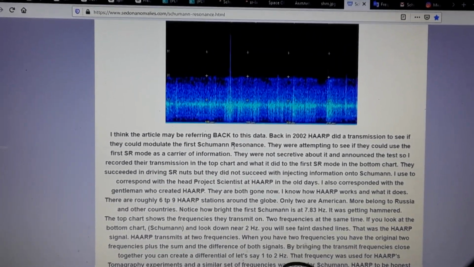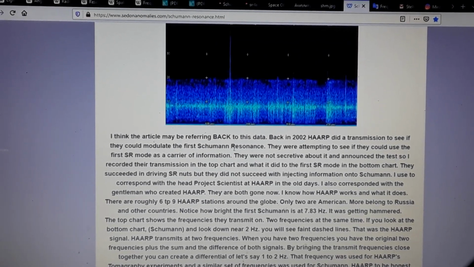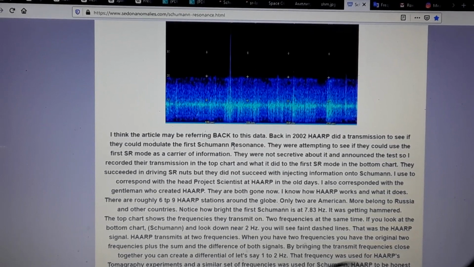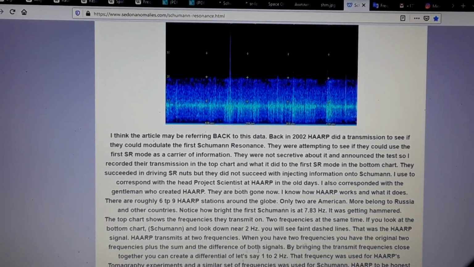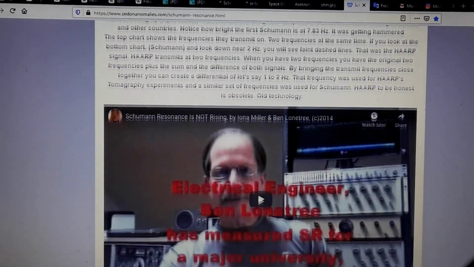That frequency was used for HAARP's tomography experiments, and a similar set of frequencies was used for Schumann. HAARP, to be honest, is obsolete. Old technology. Obsolete. Well, okay. So, all right.